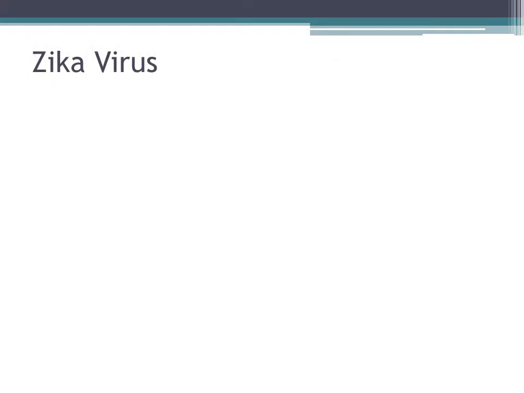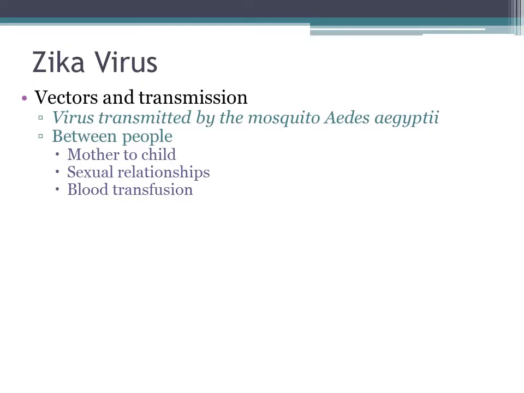Another disease that has recently gained popularity in Puerto Rico is the Zika virus. This virus is transmitted to humans by the same mosquito that transmits dengue and chikungunya. It can be transmitted between people. Some examples are from mother to child during the pregnancy, through sexual relationships, and through blood transfusions.